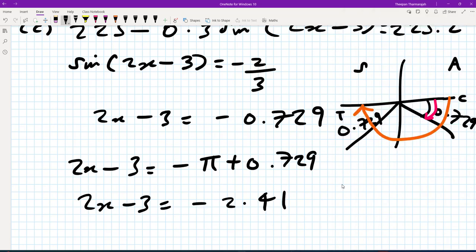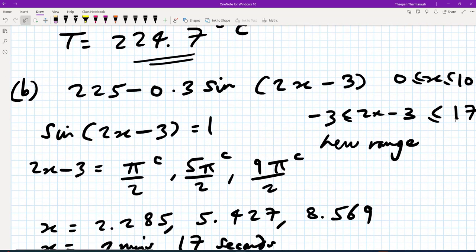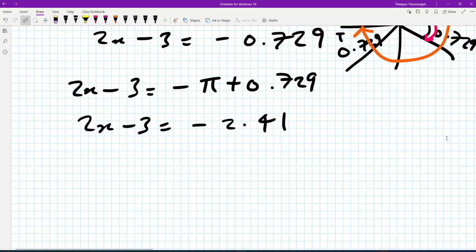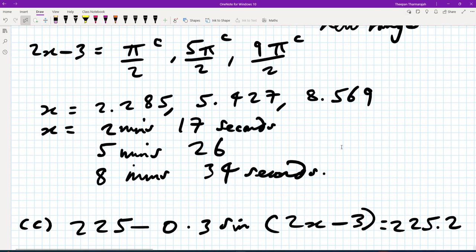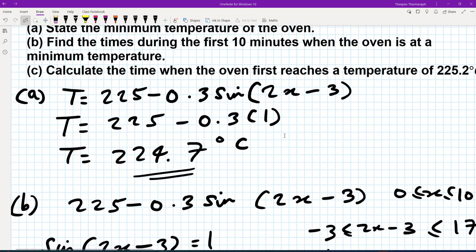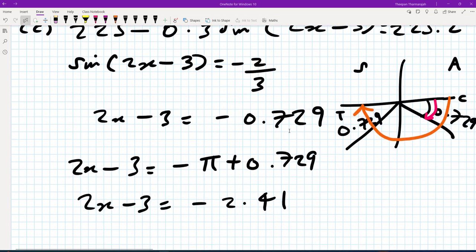And the reason why we had to do that is because of our range. Our range starts from minus 3 all the way to 17. So in fact the question states that we need to find the time when it first reaches it. So when it first reaches it will be minus 2.41, what we just found.